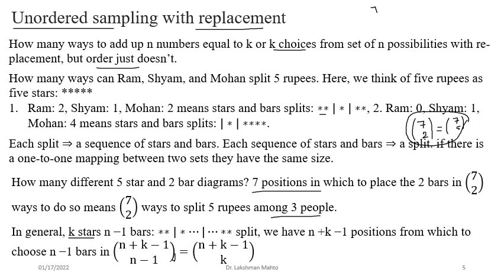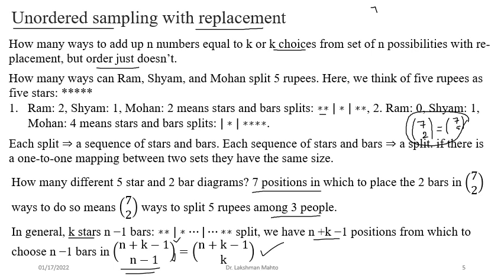We have n plus k minus 1 positions, in which you either focus on the position of a star, choosing where to put a star among the n plus k minus 1 positions, or you focus on the bars. Suppose you focus on the bars, then among n plus k minus 1 positions you put n minus 1 bars, which gives n plus k minus 1 choose n minus 1. If you apply the principle of combination, it is equivalent to the other form. So this is the better definition.